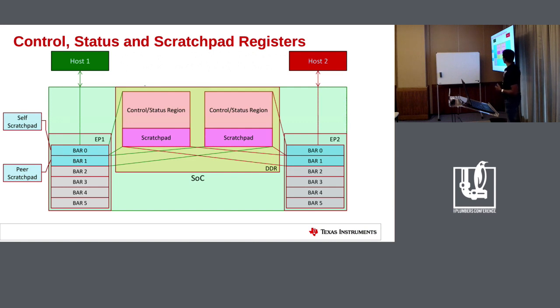So we use the second bar to access the peer scratchpad region. Whenever host 1 has to access the control status region or the scratchpad, it will use bar 0 with an appropriate offset. And similarly, if host 2 has to access the peer scratchpad region, it will use bar 1. Same thing for the other host also. So here we model the control status region, the self scratchpad region, and the peer scratchpad regions.